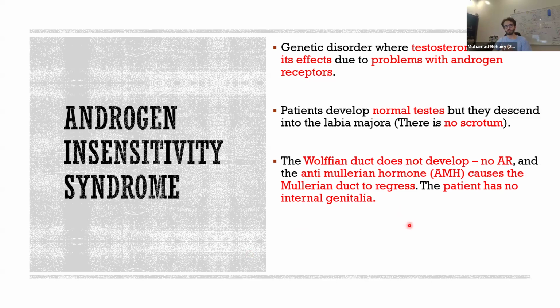So we won't have a uterus, and we won't have seminal vesicles and those things. Neither a Wolffian duct nor a Mullerian duct. In conclusion, the patient does not have any internal genitalia.